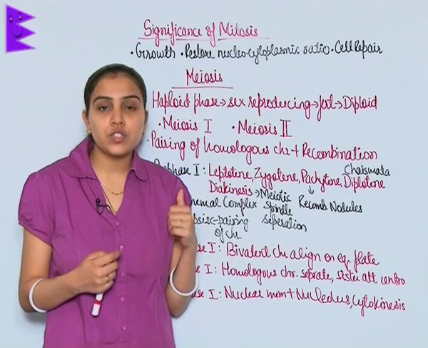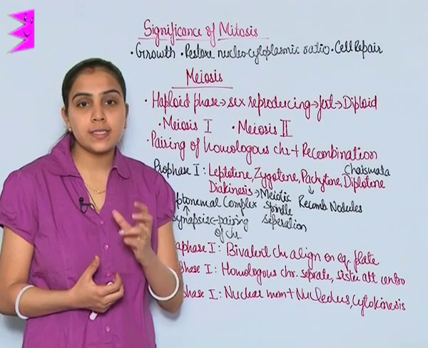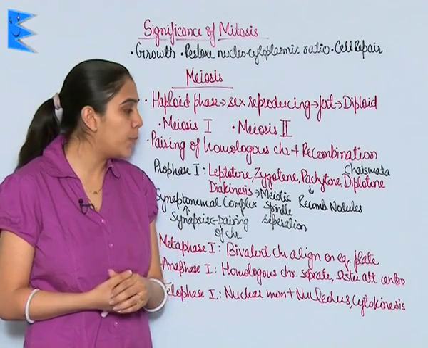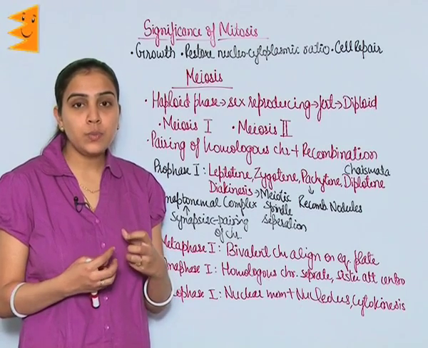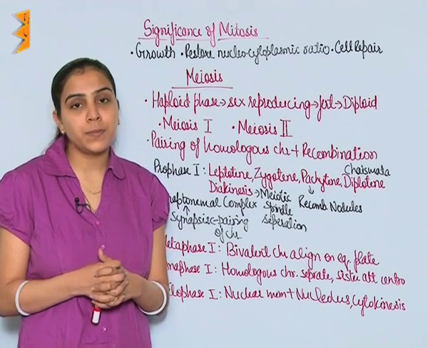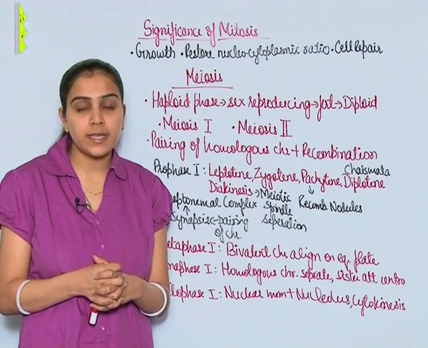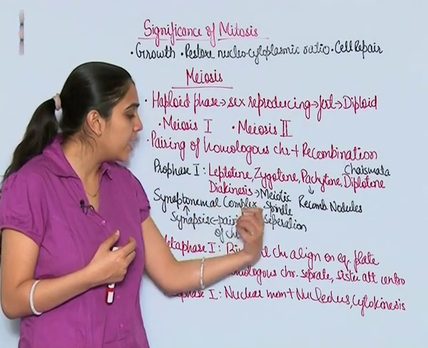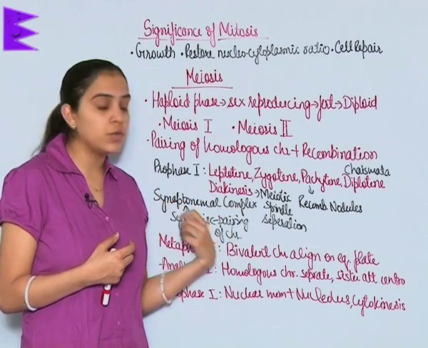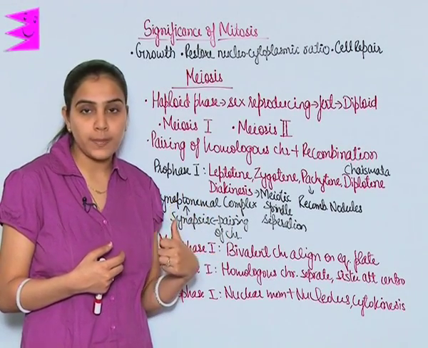Leptotene is the stage where chromosomes become visible. Now we can see chromosomes under the microscope. Zygotene is that stage in which the association and pairing of chromosomes, known as synapsis, takes place, and this synapsis is formed by forming a unique structure known as the synaptonemal complex.